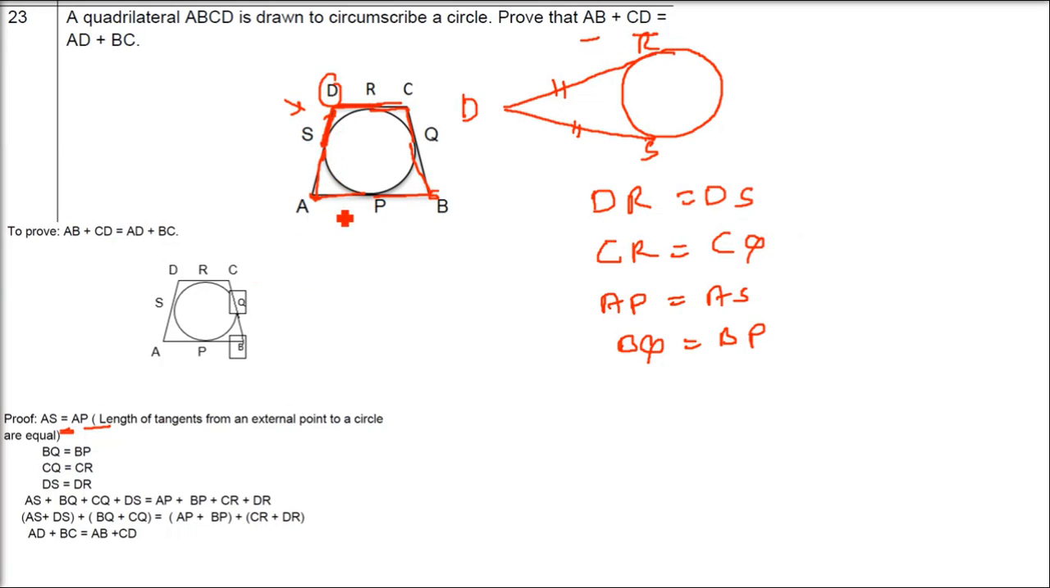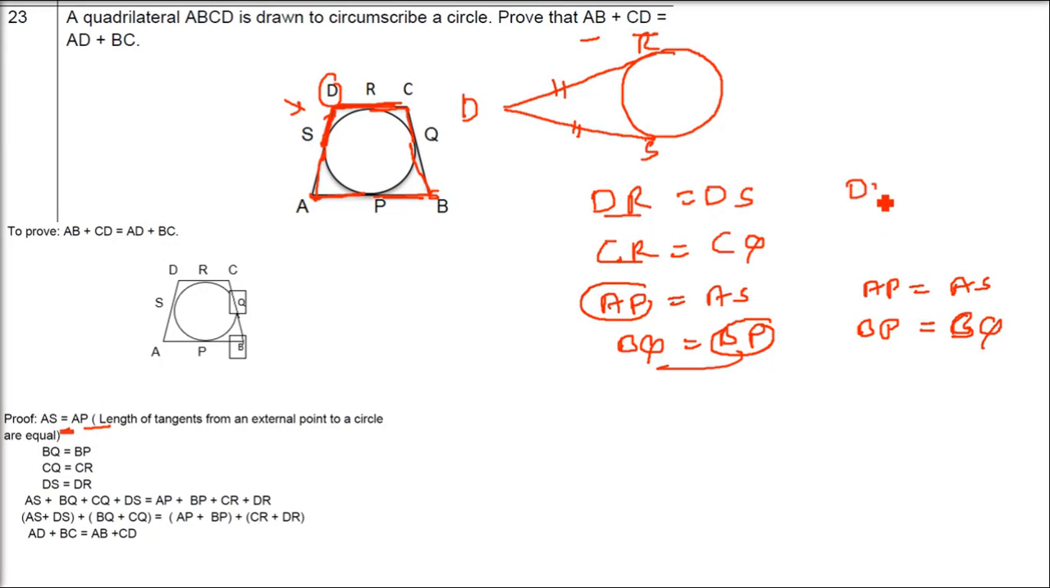Now we need AB + CD. What is AB? AB is AP + PB. So where is AP? Where is PB? Here. So we'll just change the position. That is, AP and AS are equal. BP I am taking here and BQ I am taking here, just to add it, just to make the answer. And what about DR? DR and RC will be equal to DC or CD. CD, DC are the same thing. So DR and RC, you can just write it here.